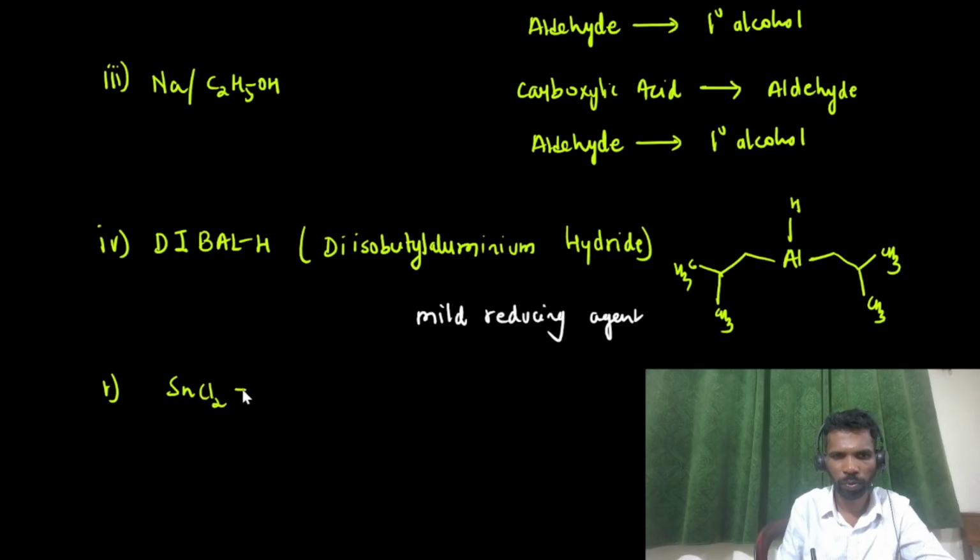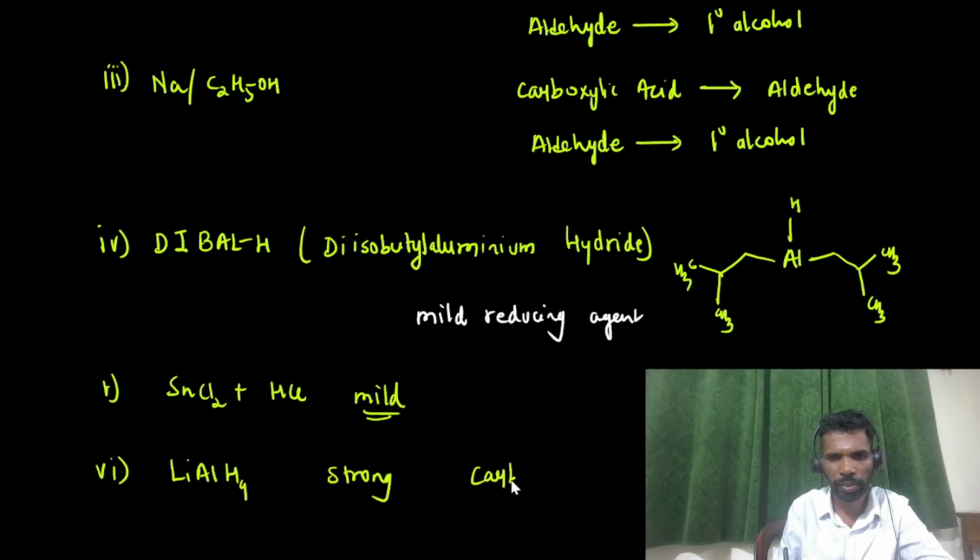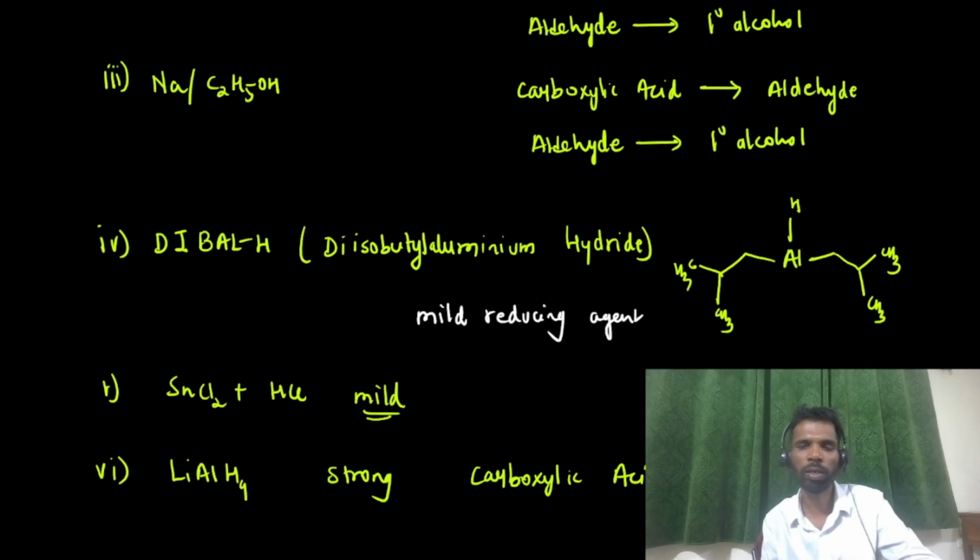SnCl2 plus HCl. This is also a mild reducing agent. And sixth is lithium aluminum hydride. This is strong. Means you have the carboxylic acid, this will convert it to primary alcohol. What about the aldehyde? What about the ketone? If you apply this reducing agent on ketone, only one option is there, that is secondary alcohol.